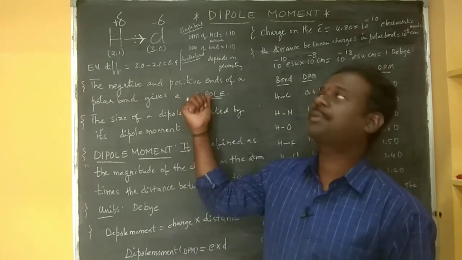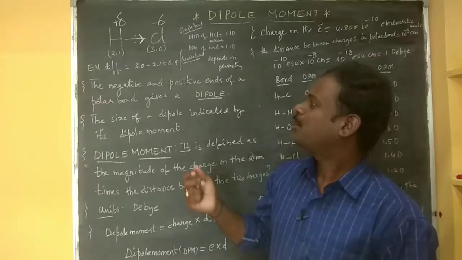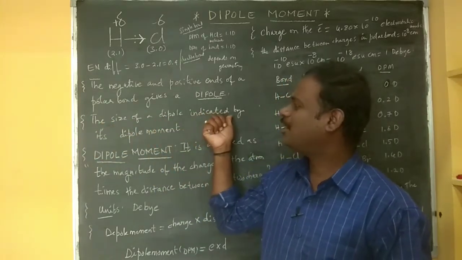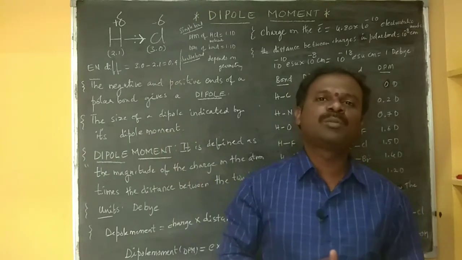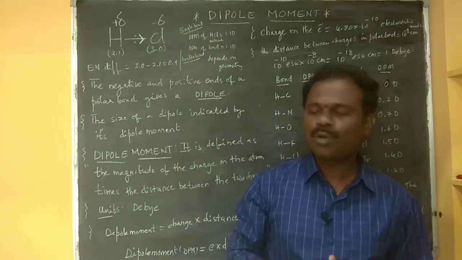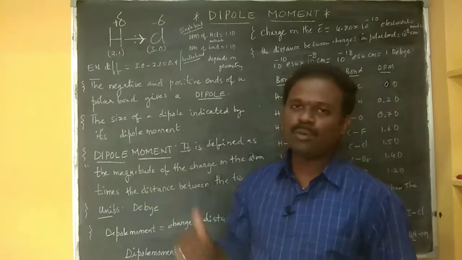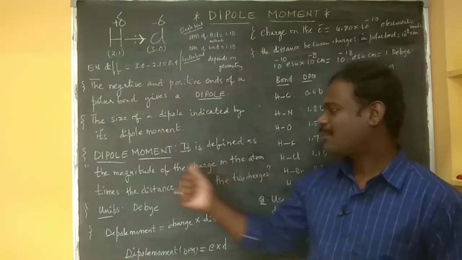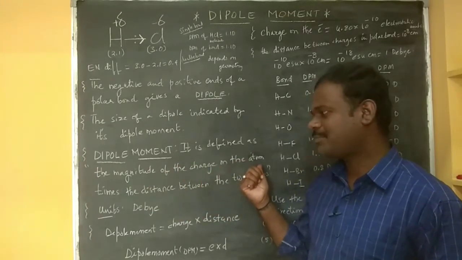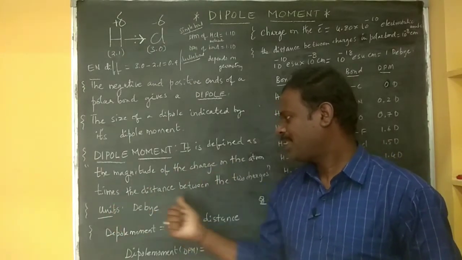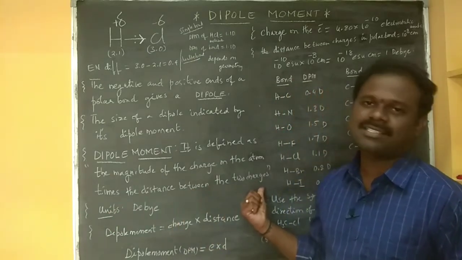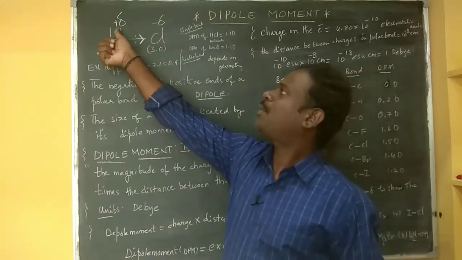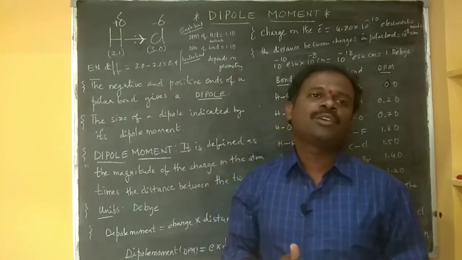Okay, so what is our topic? Dipole moment. The size of the dipole is indicated by its dipole moment. So what is meant by dipole moment? Let us see how we can obtain it. It is defined as the magnitude of the charge on the atom times the distance between the two charges.